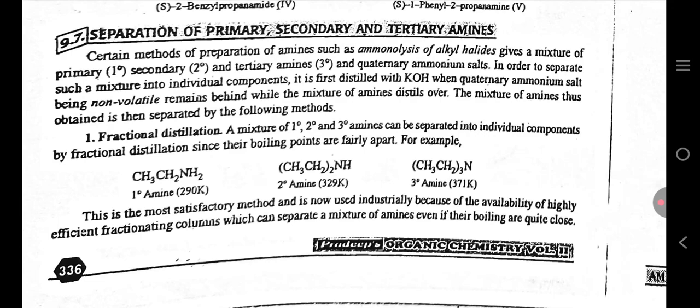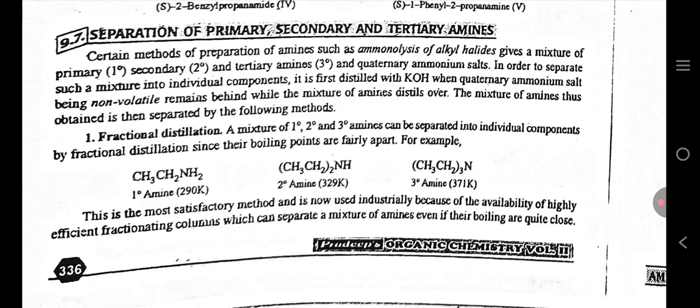Certain methods of preparation of amines, such as ammonolysis of alkyl halides, give a mixture of primary, secondary and tertiary amines and quaternary ammonium salts. In order to separate such a mixture into individual components, it is first distilled with KOH, when the quaternary ammonium salt, being non-volatile, remains behind while the mixture of amines distills over. The mixture of amines thus obtained is then separated by the following methods.